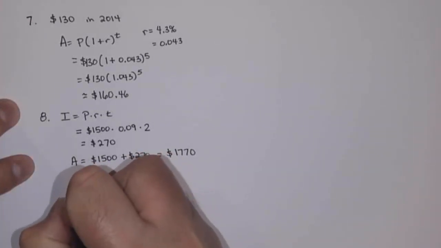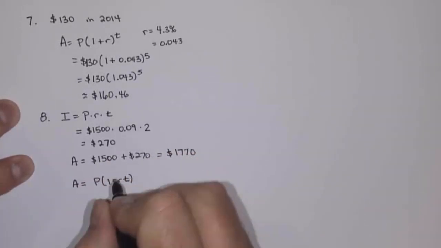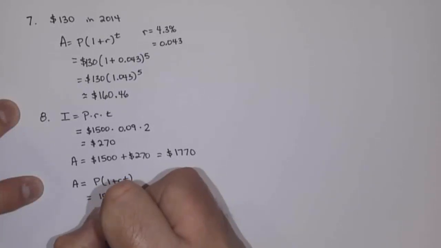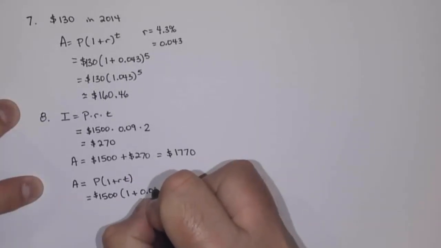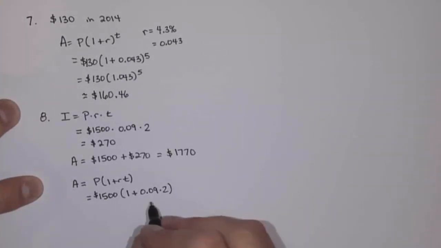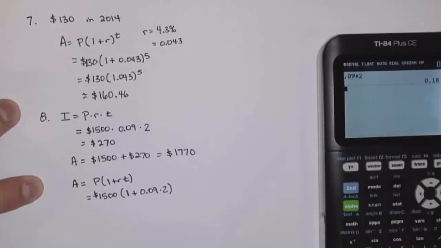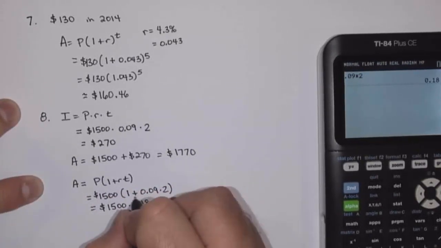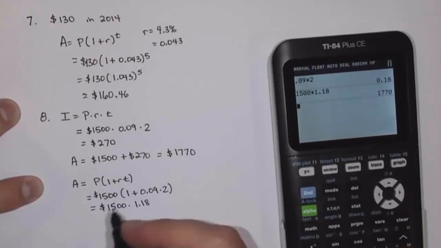Now we could have also done that problem by using our future value formula. Our future value formula is that A equals the principal times 1 plus R times T. So we could have used this formula to get directly to here. So again, our principal is $1,500. So if we take that times 1 plus our rate, which is 0.09 times 2, that is 0.18, and 1 plus that will be 1.18. So this would be $1,500 times 1.18, because that's what I would get in parentheses.